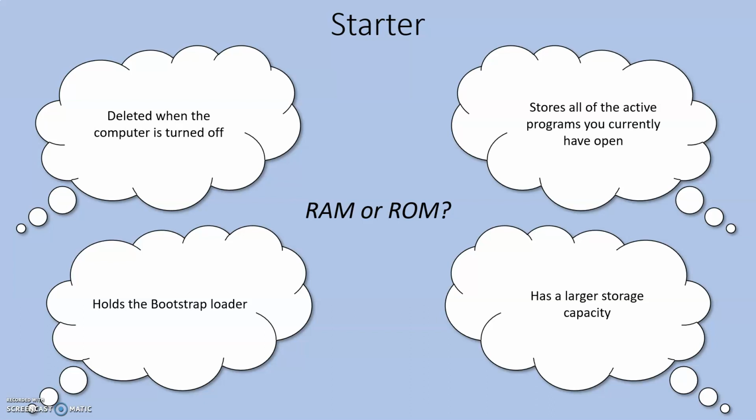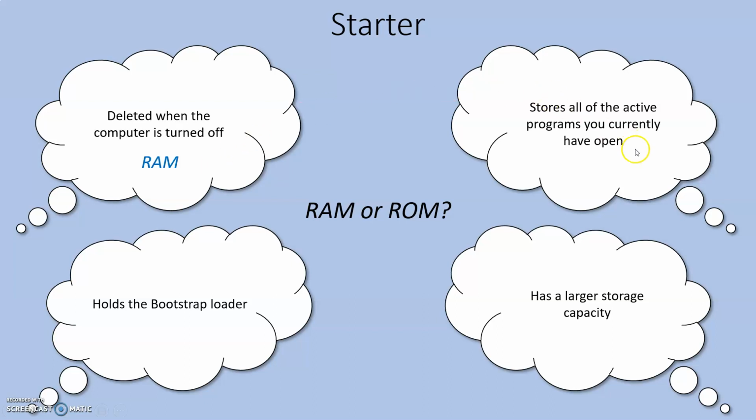Okay, hopefully you've had a little bit of time to think about which ones you think are which. Let's start with this first one up here, deleted when the computer is turned off. The answer to that is of course RAM, and RAM is completely wiped when the computer is turned off, which is not good if you haven't saved your work.